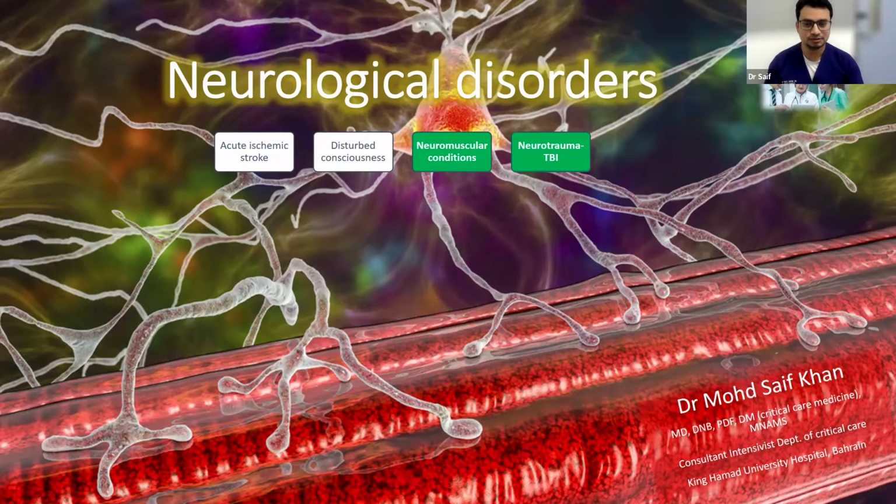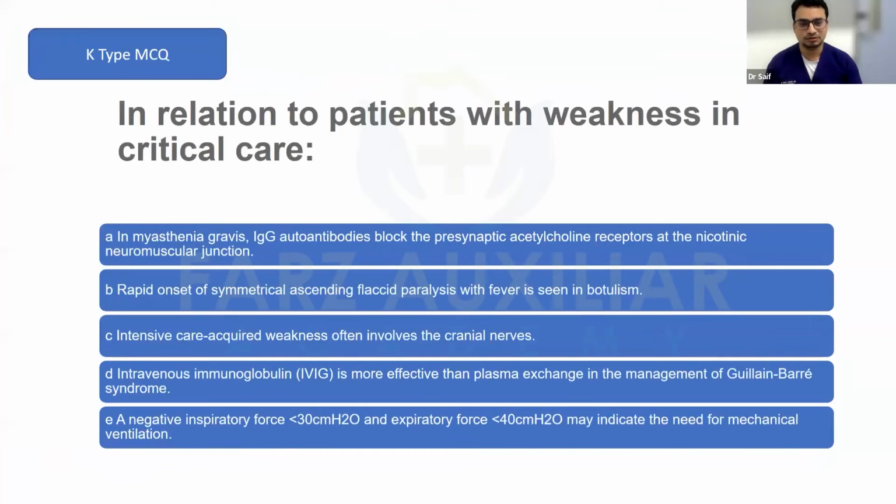All right, so can we go ahead? I'm going to start with this important MCQ. In relation to patients with weakness in critical care, what are your responses? This is a K type, true and false type. Any guesses?